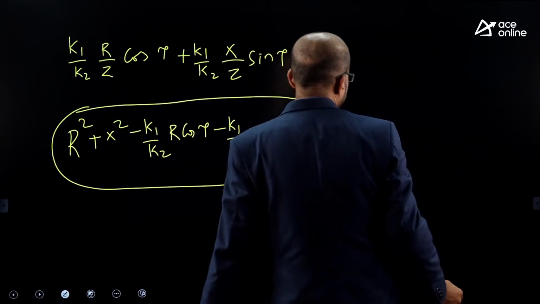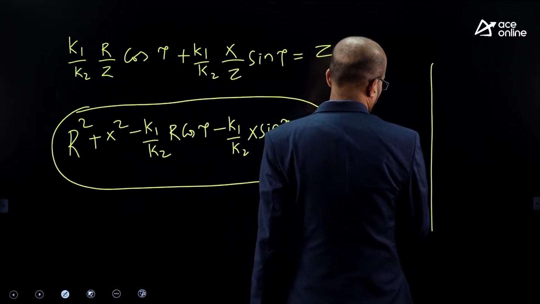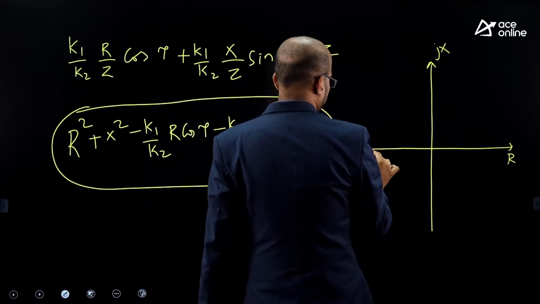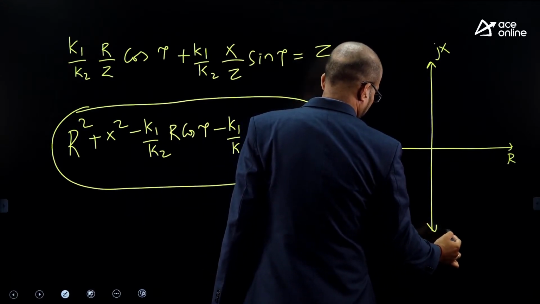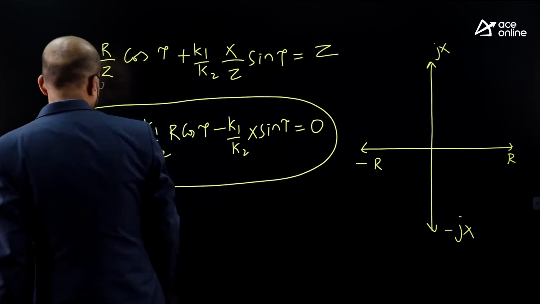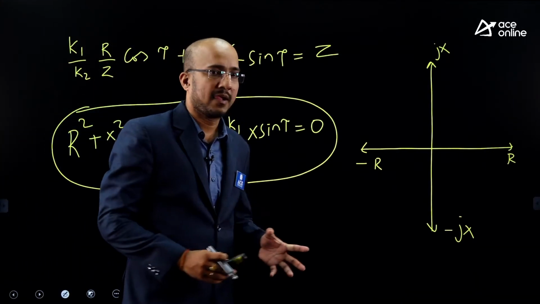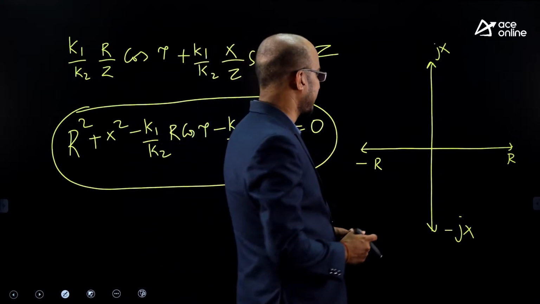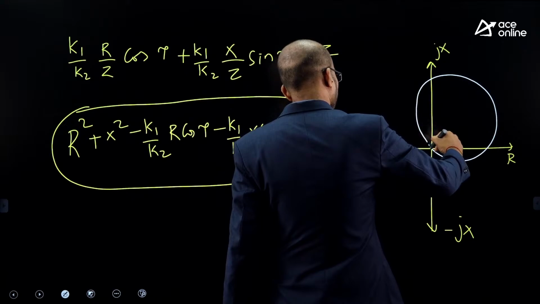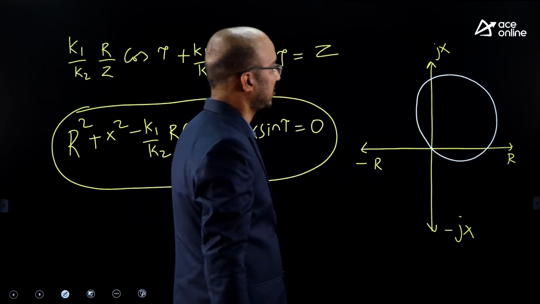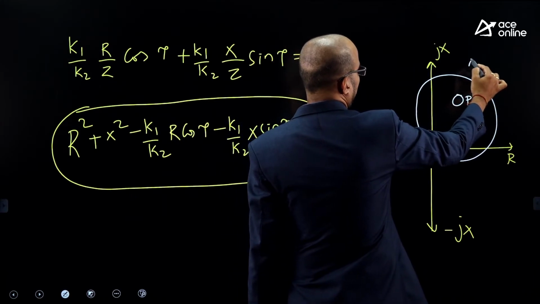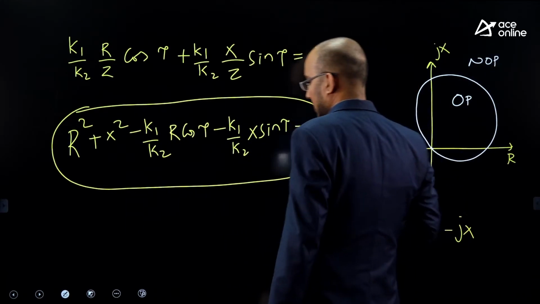Now, we need to plot this equation. If you plot this equation in the Rx plane, what do you get? In the resistance reactance plane, what is the characteristic of the Mho relay in the Rx plane? It is nothing but a circle passing through origin. So, the operating region is inside the circle, the non-operating region is outside the circle.